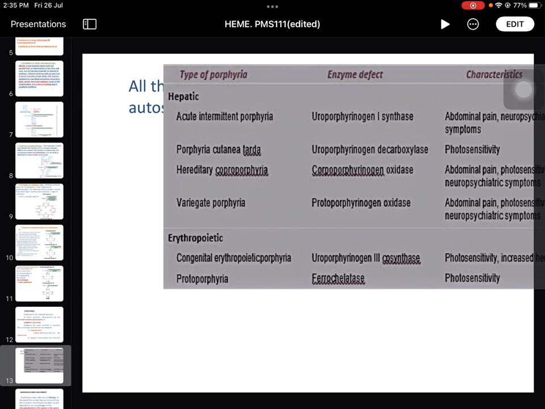Porphyria cutanea tarda, the second type related to the hepatic system, is caused by the defect of the enzyme uroporphyrinogen decarboxylase. The main symptom is photosensitivity. Hereditary coproporphyria is caused by the defect of the enzyme coproporphyrinogen oxidase, which may cause abdominal pain, photosensitivity, neuropsychotic symptoms, etc. The last one in the hepatic system is variegate porphyria, caused by a defect of protoporphyrinogen oxidase. Characteristics of this disease are abdominal pain, photosensitivity, and, the same as above, neuropsychotic symptoms.